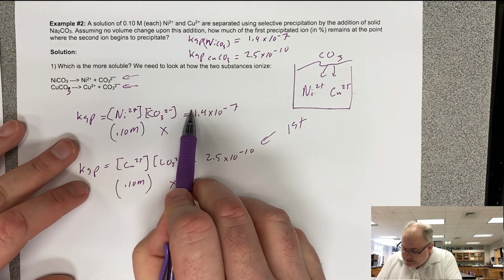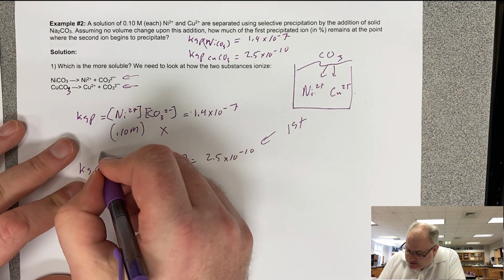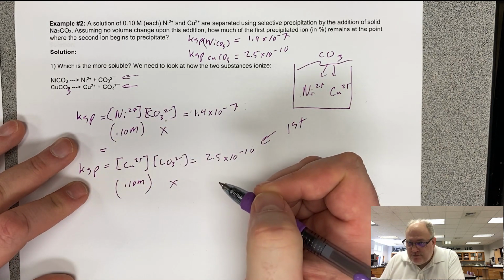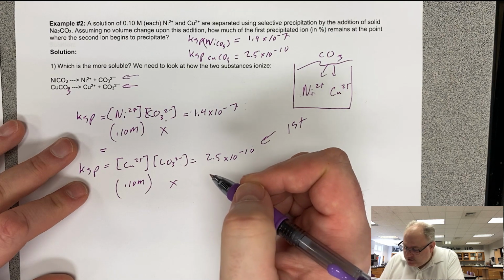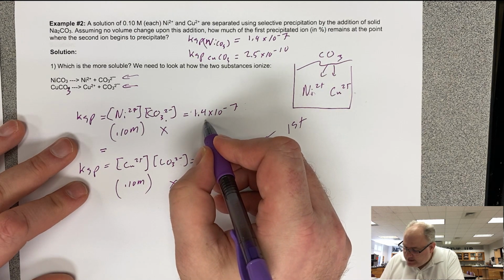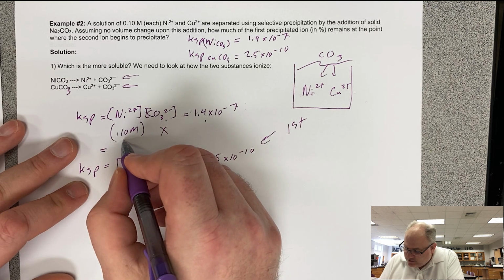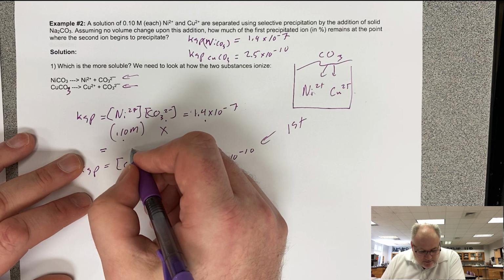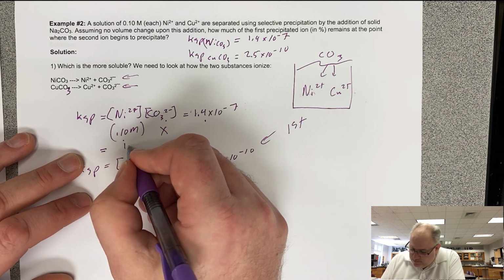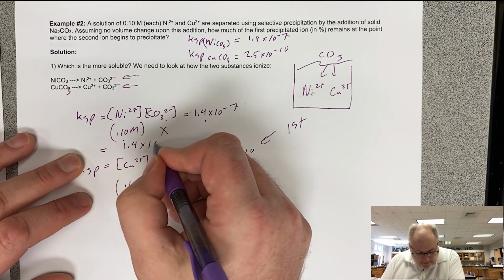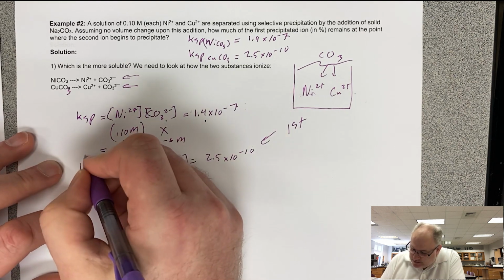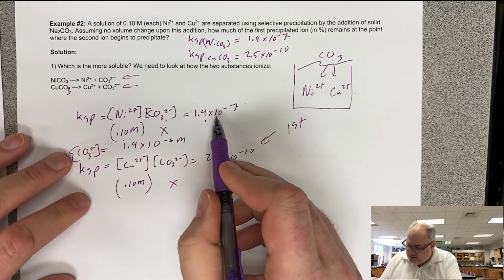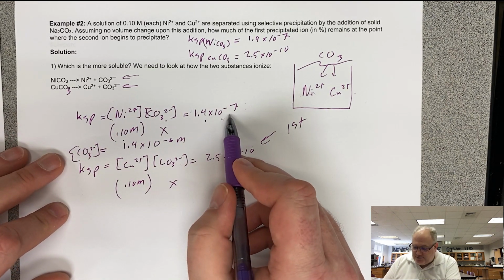And since this is going to precipitate out second, what I can actually do is solve for the CO3 2- that's going to precipitate it out. Yeah? So if I'm doing that, couldn't I just take my 1.4 times 10 to the negative 7 and the 0.10 molar and divide that out? And if I do that, I'm going to get for my solubility, or for my X in this case, 1.4 times 10 to the negative 6 molar. That's going to be the amount of CO3 2- that I add in to reach when my second thing is going to start to precipitate.